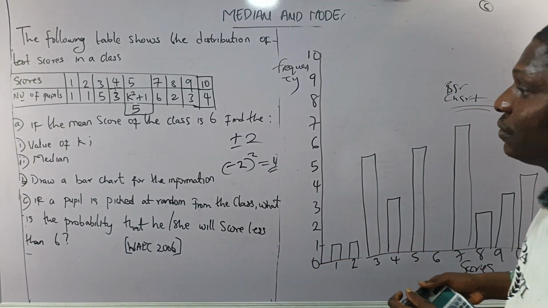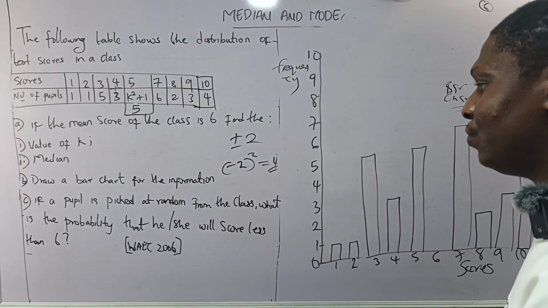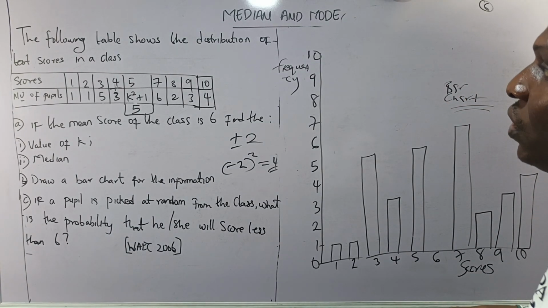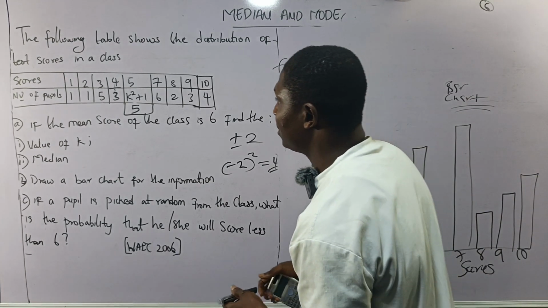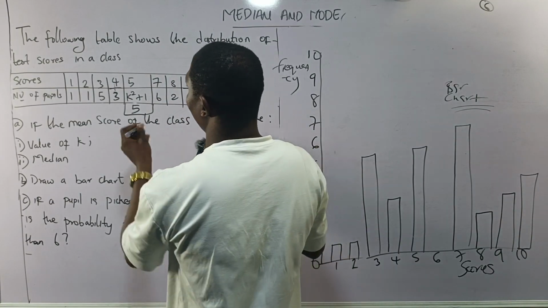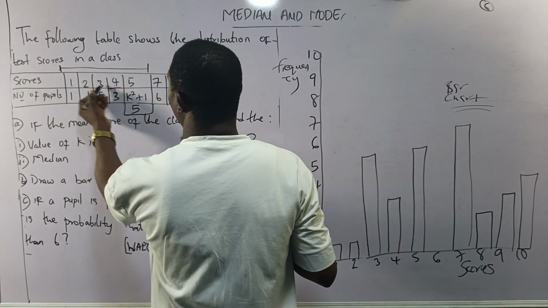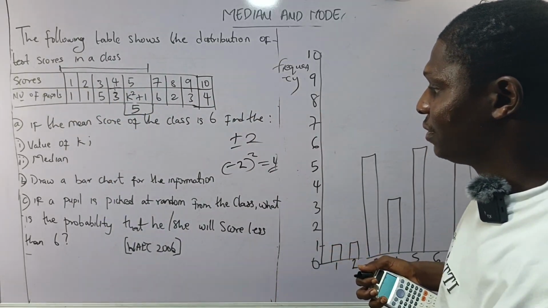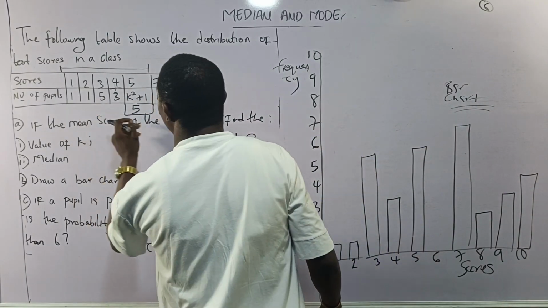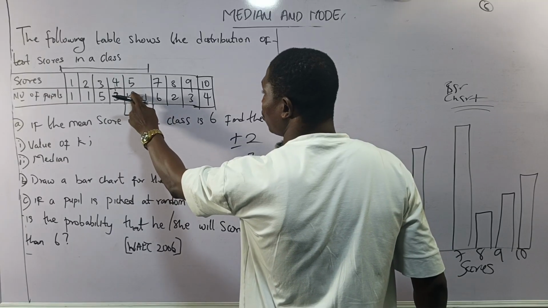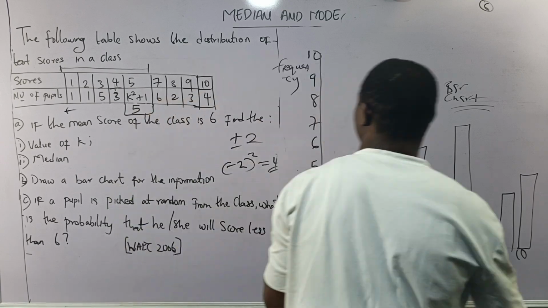Now, as part C says, if a pupil is picked at random from the class, what's the probability that he or she will score less than 6? Since there's no 6 here, it means we have to take from this to this. These are the scores that are less than 6. So the number of pupils that scored less than 6 will be the addition of the frequencies. Remember, we converted our k squared plus 1. K is 2, so 2 squared is 4, plus 1, 5. So we have to add from this place to this place for those that scored less than 6.